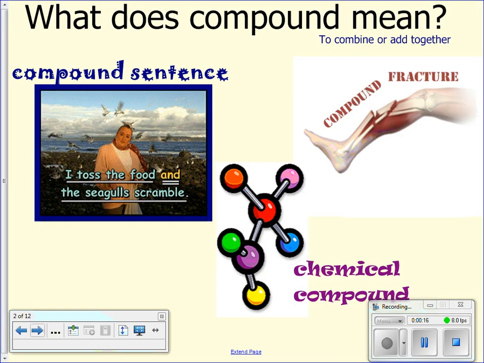Talking about the word compound. So remember, compound means to add it together, or there's two things. So like a compound sentence or a compound fracture. Okay, two things going on at the same time.